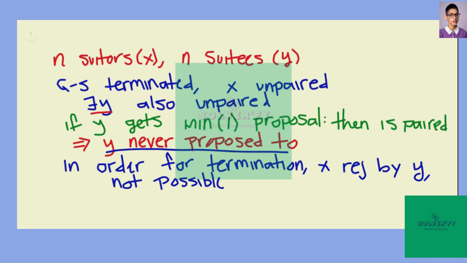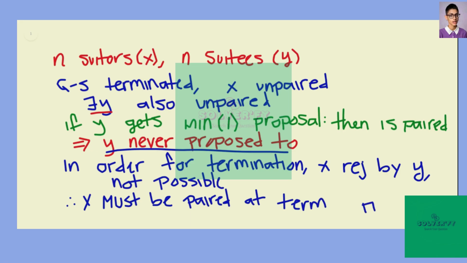All right, so therefore, x must be paired at termination. Okay, and then that is the end of this proof by contradiction.